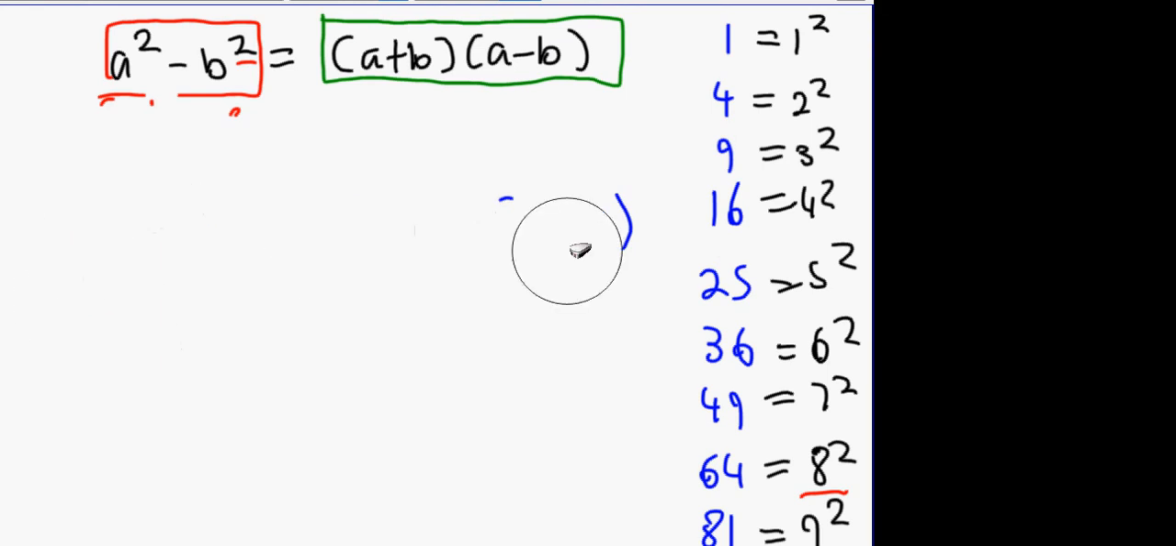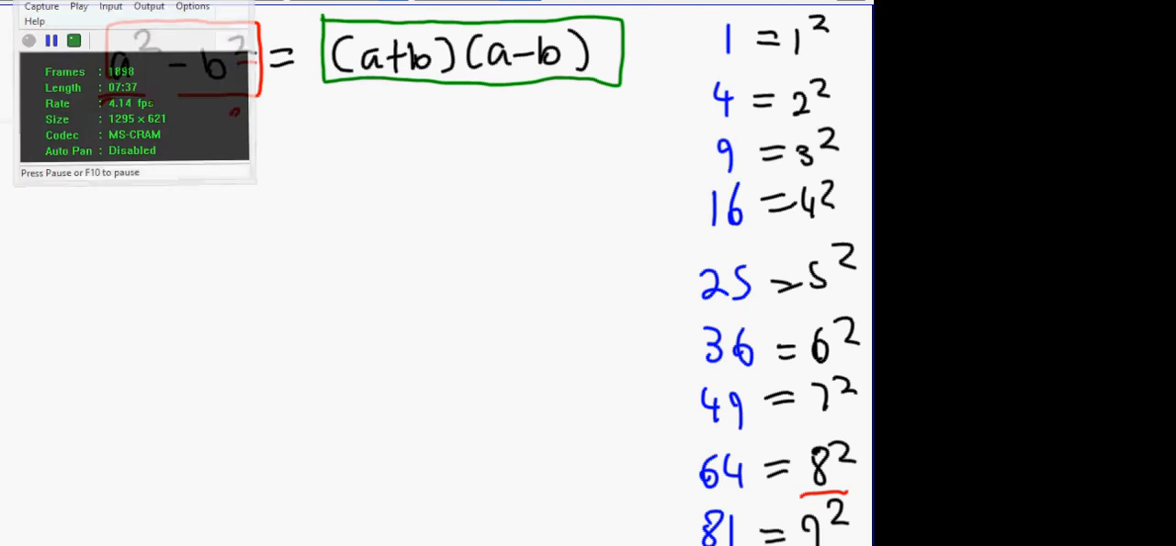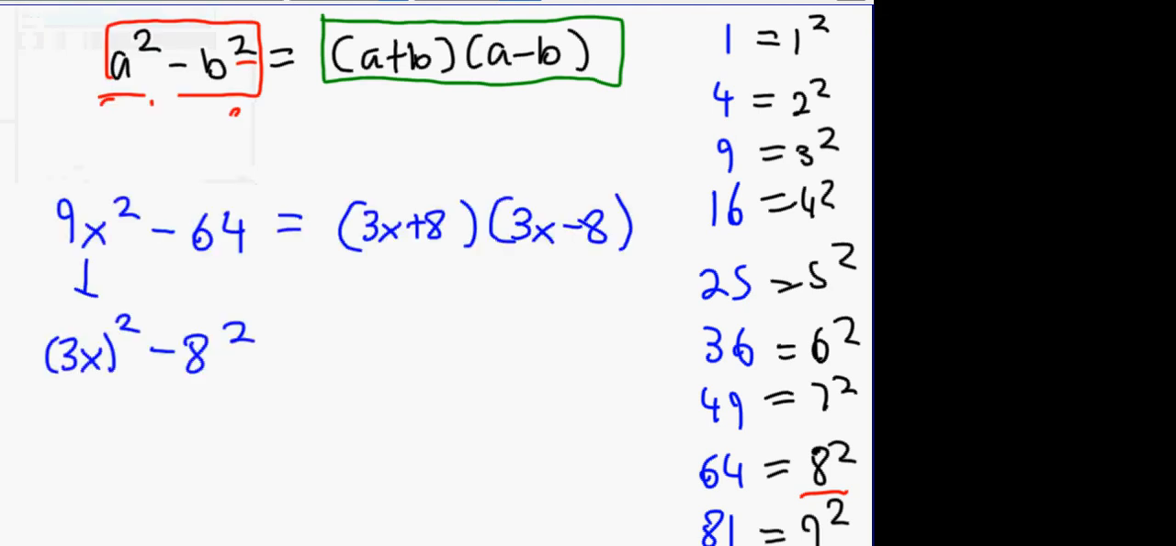Orson, do you want to do the next one? Yes. Do you want me to put that back up? Okay.